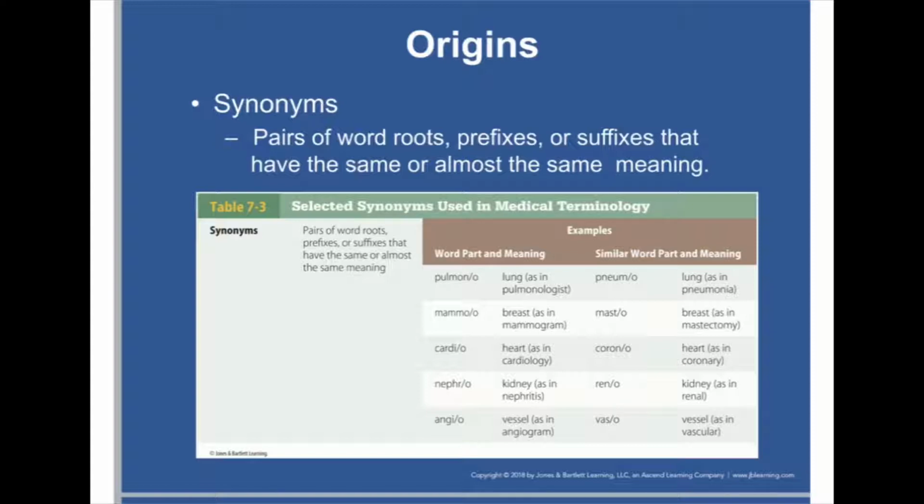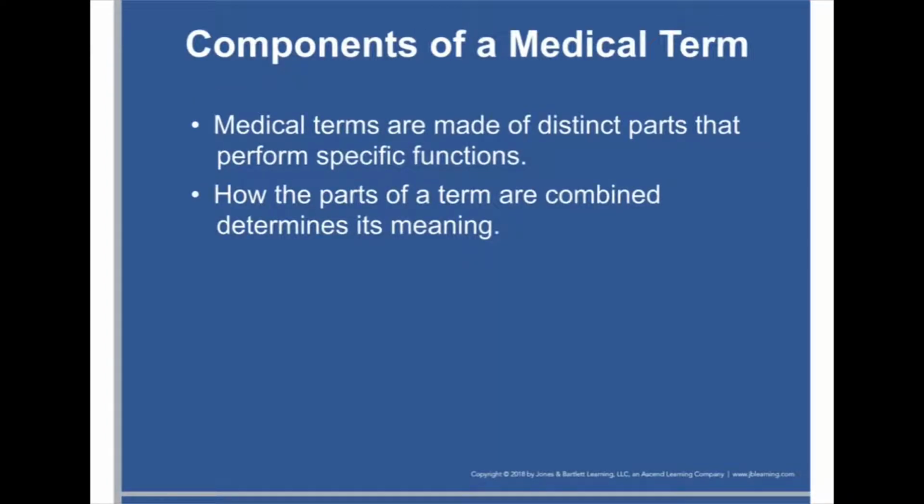Now, the opposite of antonyms are synonyms. Synonyms are words that have a similar or the same meaning. Most of the time they're just a similar meaning. They're not exactly the same. So the first example that we see here, pulmo or pulmono means the lung, and pneumo also refers to the lung, as in pneumonia.